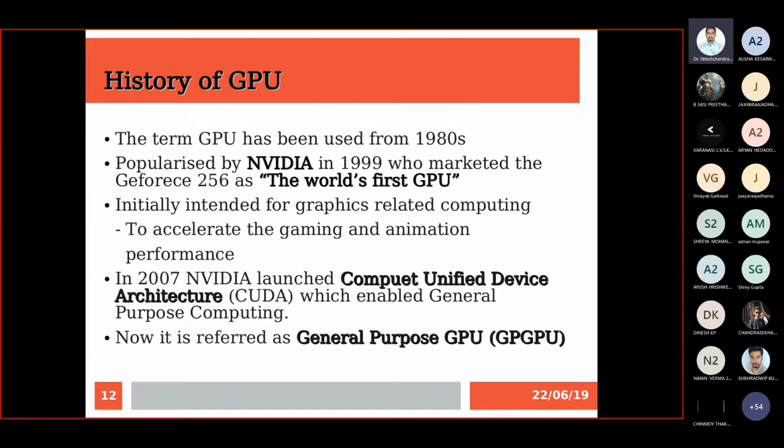Initially, their intention was to design this kind of processor to accelerate the performance of graphics related computations. What type of computations related to graphics? Maybe 3D games, where extensive graphics is utilized and you have a 3D environment, or maybe animation, like animated movies. These are the applications where we refer to computer graphics related operations, right?